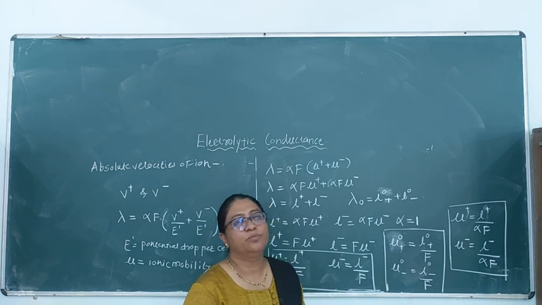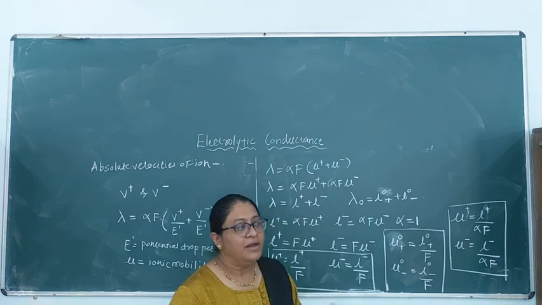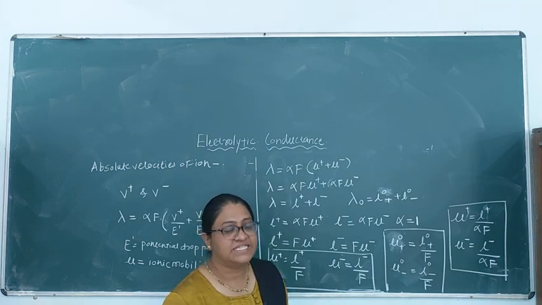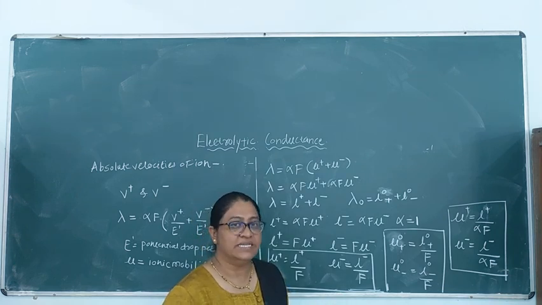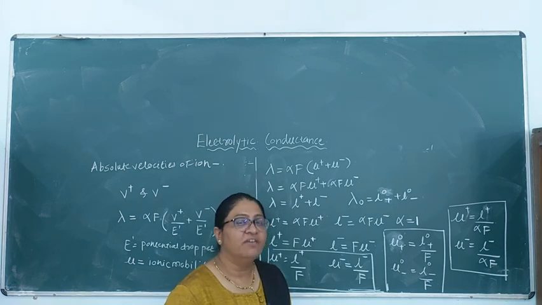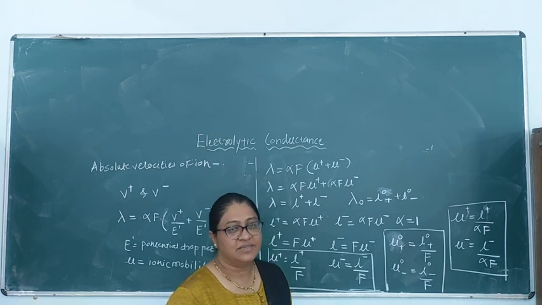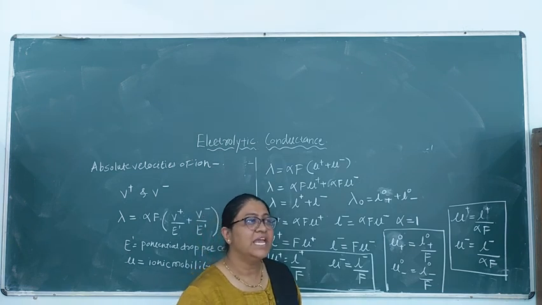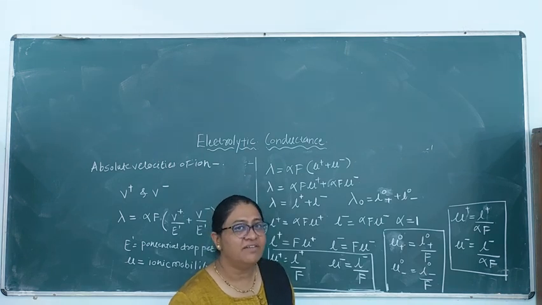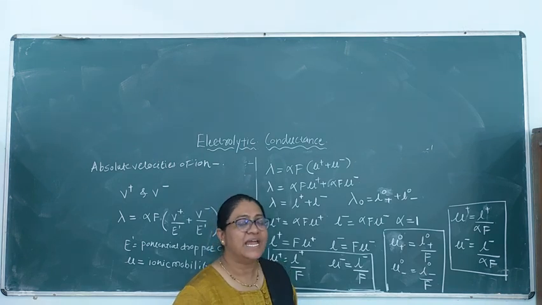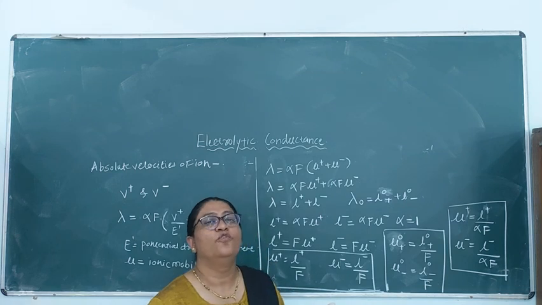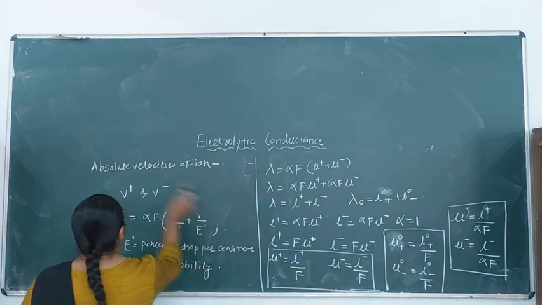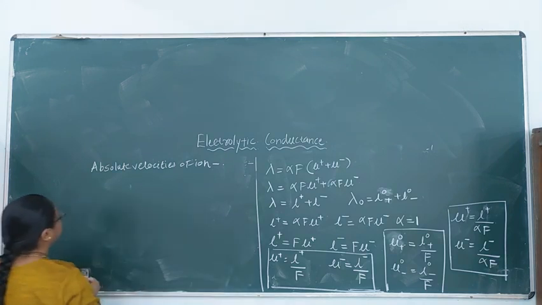If we compare the ionic mobilities of the ions, it is observed that all the ions except the H plus ion and the OH minus ion, the hydroxyl ion, have nearly the same mobilities. Their mobilities are not much different. Only H plus and OH minus have exceptionally great speeds, and hence their ionic mobilities are also very great.